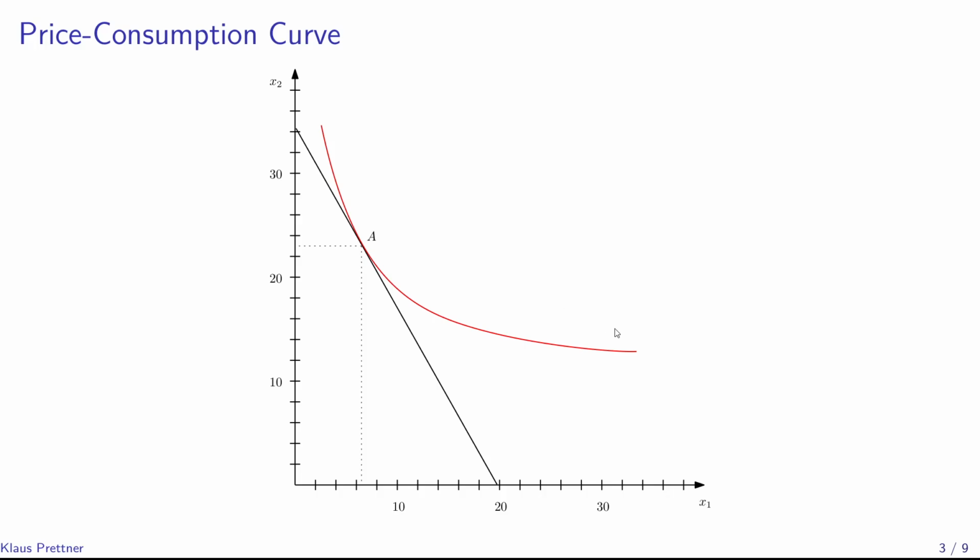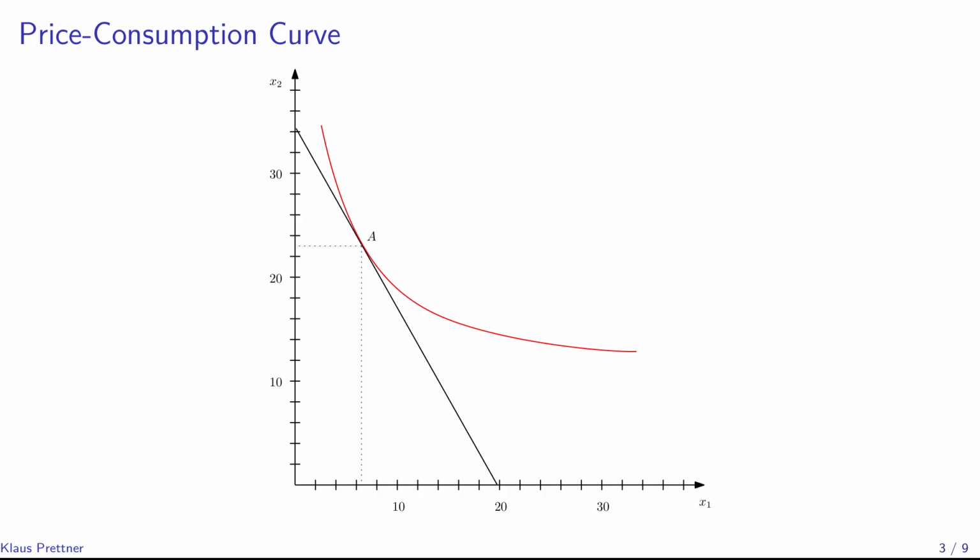The red line is the indifference curve. It reflects the preferences of the consumers for the two goods, as we know it again from the corresponding videos. And we also know from the utility maximization chapters that the optimal consumption choice would be point A in this case, where the budget line is tangent to the indifference curve. So that's the optimal consumption point.